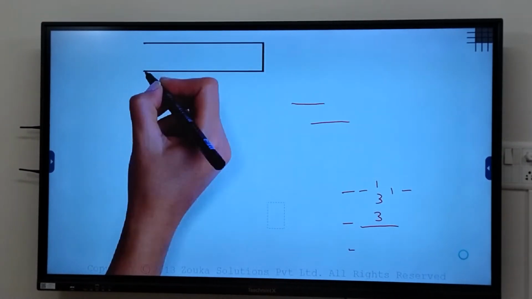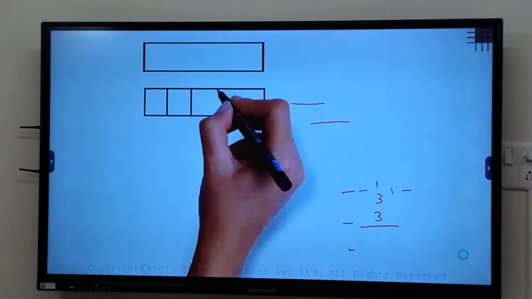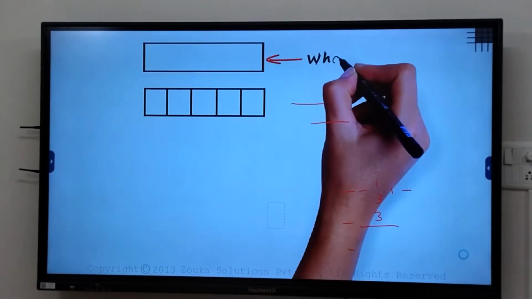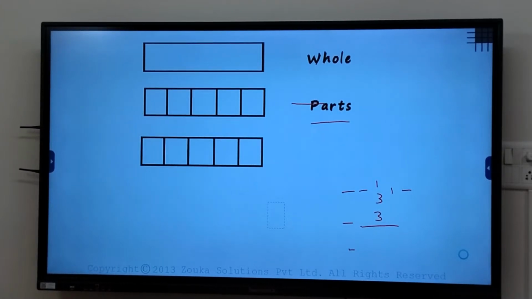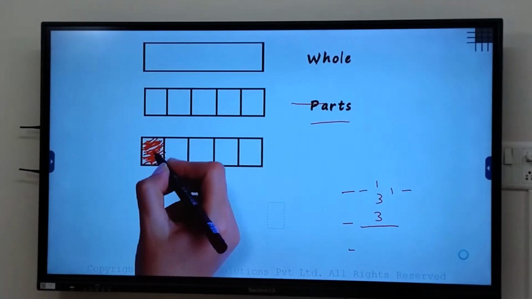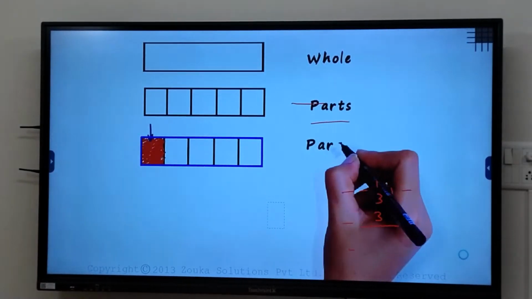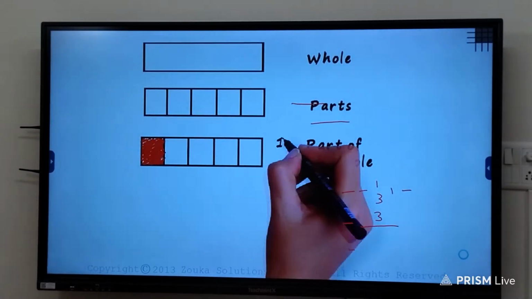Let's draw a rectangle. In the second line, we draw the same rectangle divided into 5 equal regions like this. If this is the whole rectangle, then each of these are called its parts. Each box in here is a part. Now let us represent one part of this figure by coloring it red. This becomes a part of the entire thing. We say that it is a part of the whole. And in mathematics, we write it as 1 by 5.